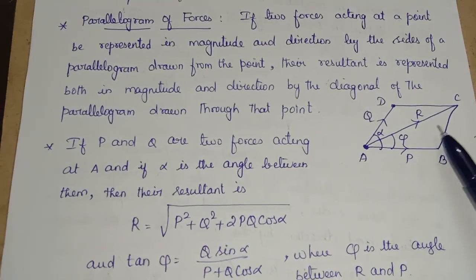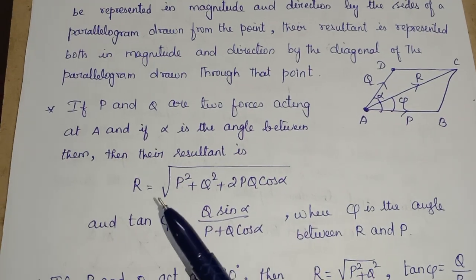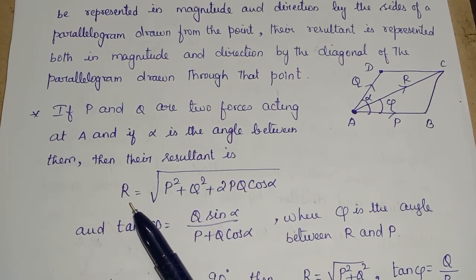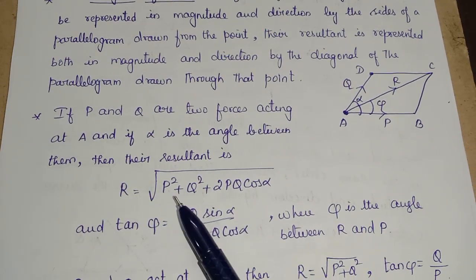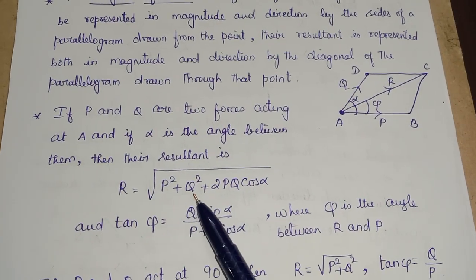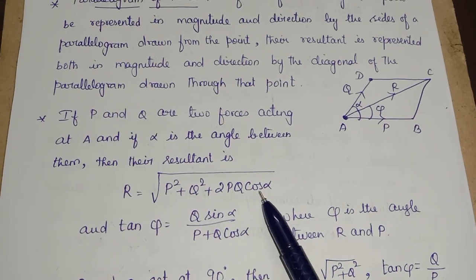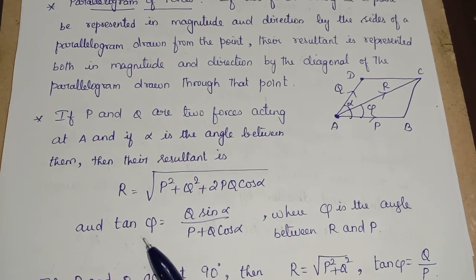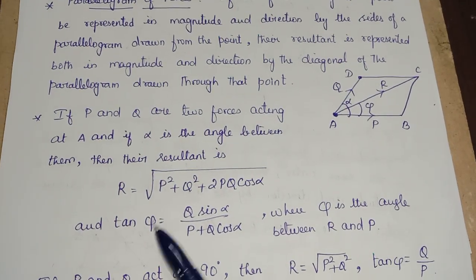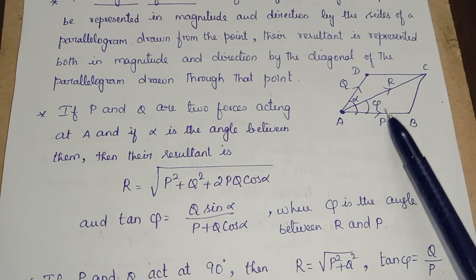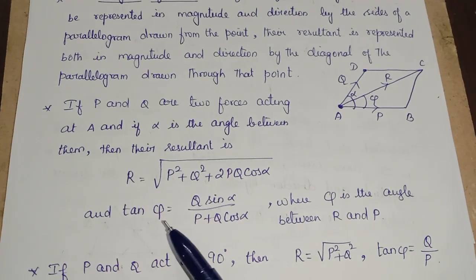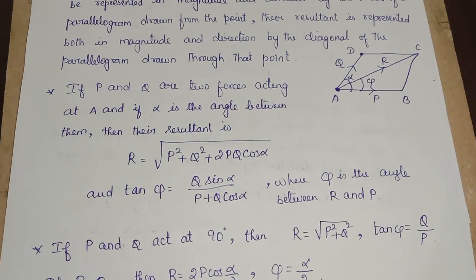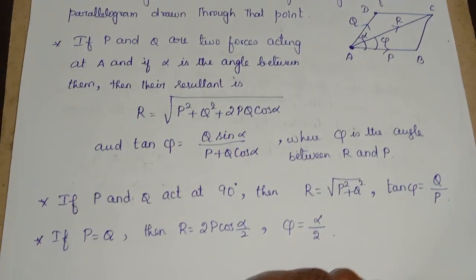Okay, so using this parallelogram of forces, we have derived the value of the resultant R, that is, the magnitude of the resultant R is equal to square root of P square plus Q square plus 2PQ cos alpha, where this alpha is the angle between the forces P and Q. And tan phi equal to, what is this phi? Phi is the angle made by the resultant with the first force P. Okay, tan phi equal to Q sin alpha by P plus Q cos alpha. Okay, we will discuss some special cases here.